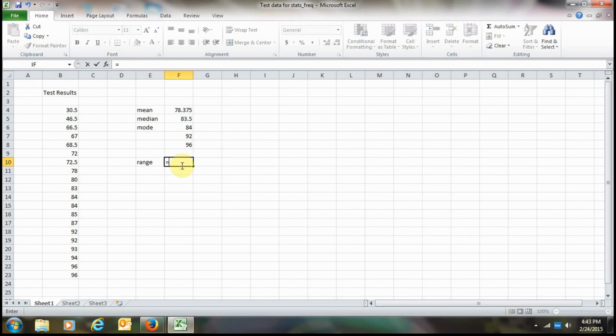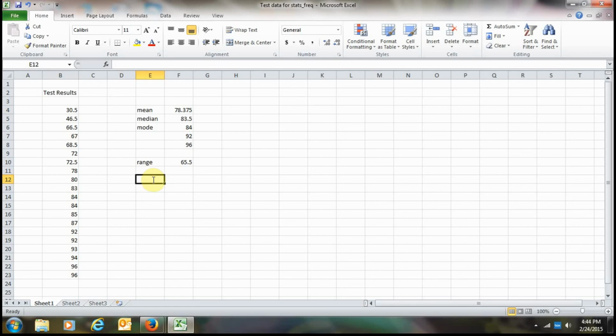And we do that by doing the max minus the min. We want to just calculate what's the highest value minus the lowest value, and I can find the range. These grades stretch from 65.5 data points. From 96 to 30.5 is 65.5.